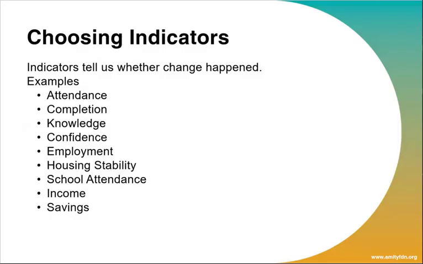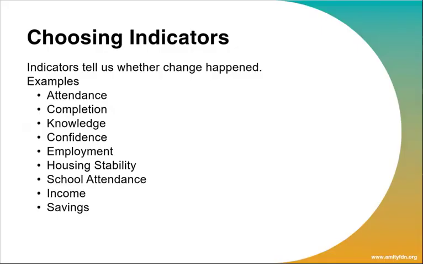So once we have a clear outcome, the next question is, how will we know if change actually happened? That's where indicators come in. Indicators are the things we measure to give us evidence that progress or change is happening. For example, if your goal is to improve financial stability, you might look at income or savings. If we're working with youth, we might look at school attendance, confidence, employment.